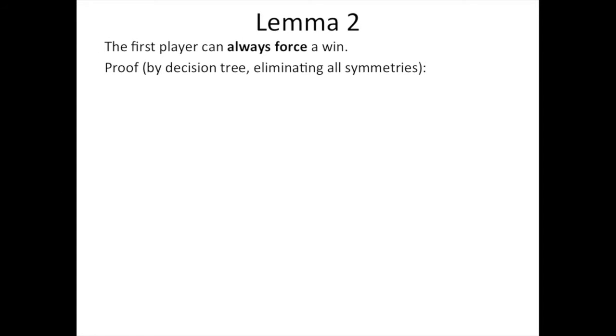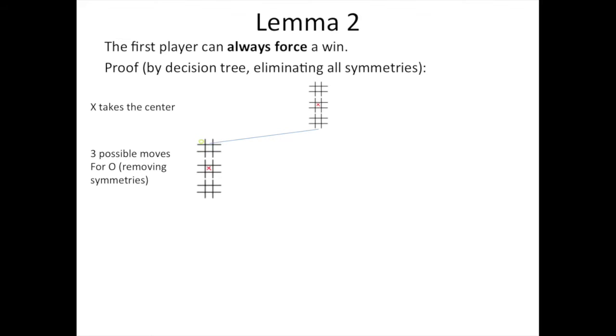Now we are going to present Lemma 2, in which the first player can always force a win. Let's try to prove this by using the decision tree by eliminating all symmetries. First thing first, as the first player, X should always take the center, as the center has the highest priority. Now, there are 3 possible moves for O. The first one is by taking the corner, the second is by taking the edge, and the third is by taking the side.